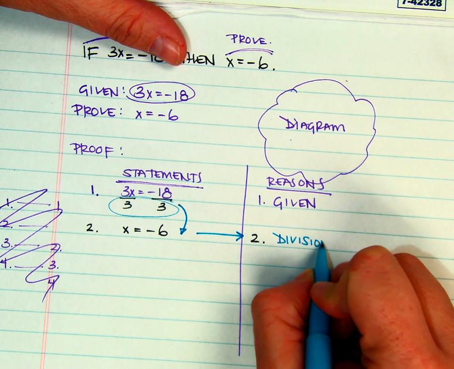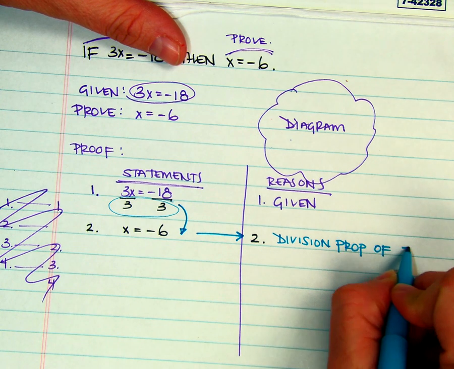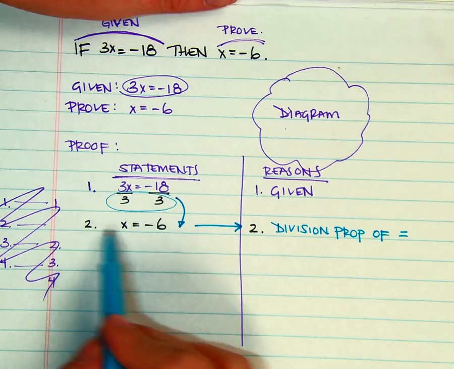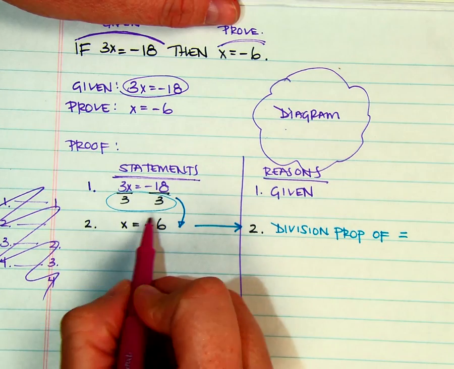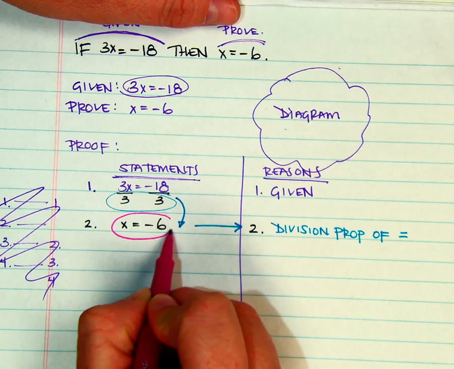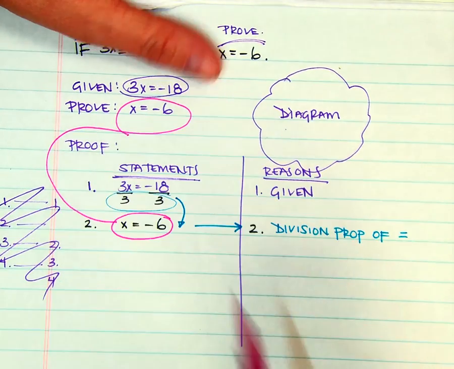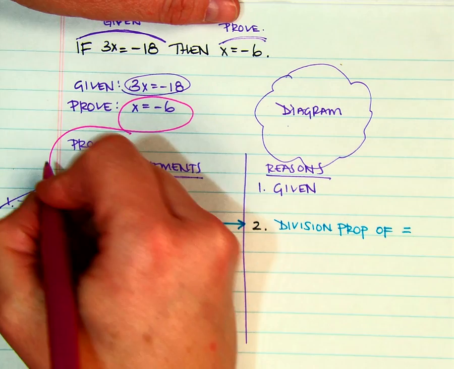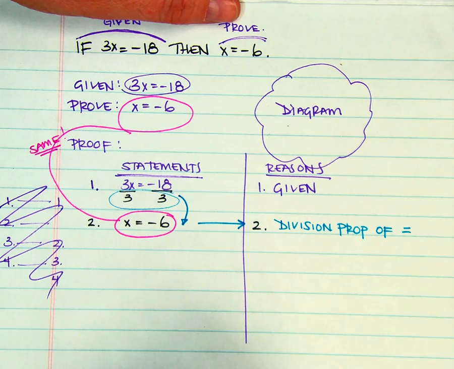So here I divided both sides by 3, and I can do that because of the division property of equality. Your last statement better be what your proof is. If it isn't, then you have not proven what you need to prove. So these had better be the same, identical.